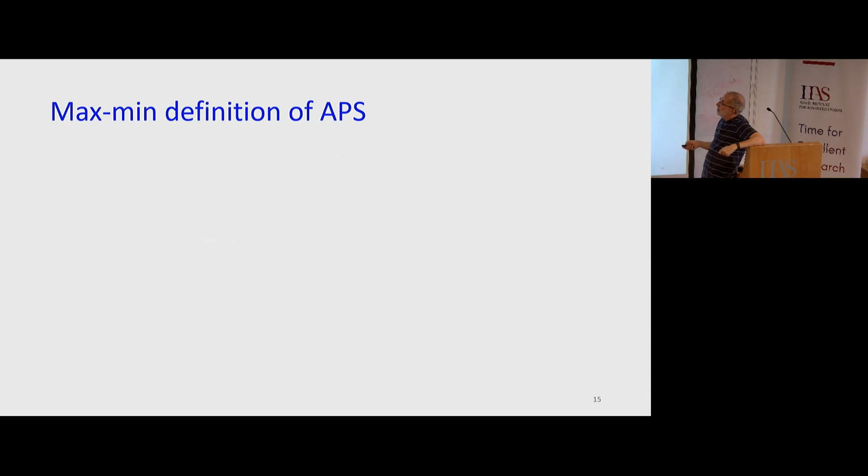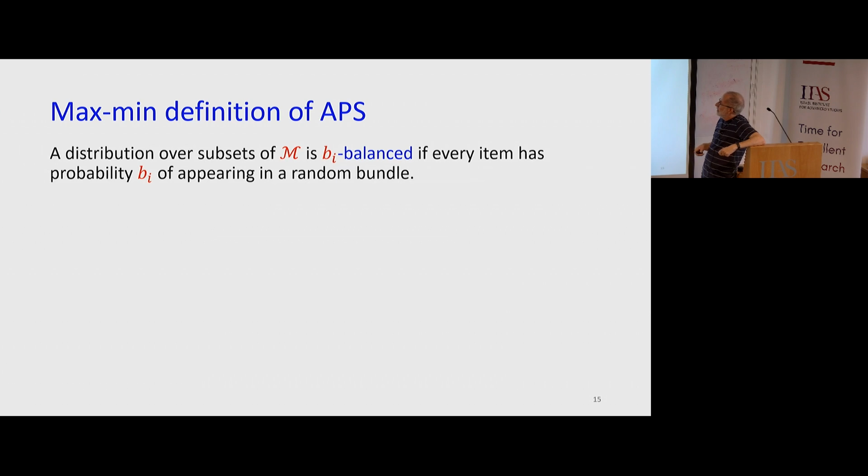So this leads us to another definition of the APS, based on this example that I showed here. For this definition, we introduce a well-known notion, a distribution over subsets of items. So you have sets, and with each set of items, we associate a probability. Okay? And we call this distribution b_i-balanced if every item has probability b_i of appearing in a random bundle. So if you select a random bundle from this distribution, then the probability that the item is in this selection is exactly b_i.